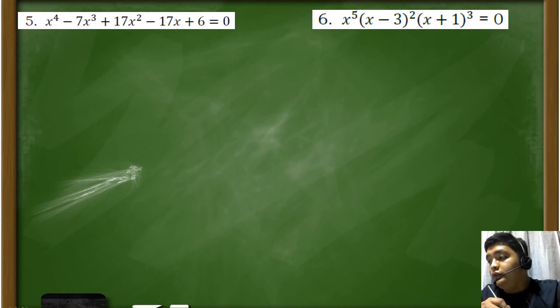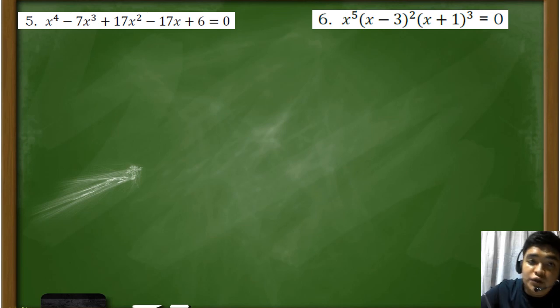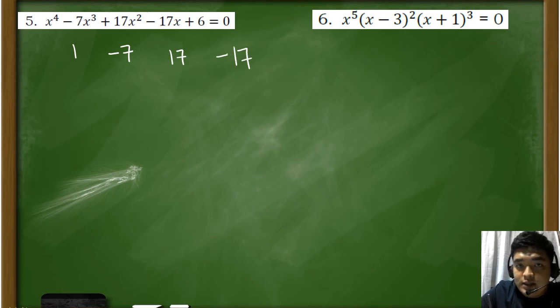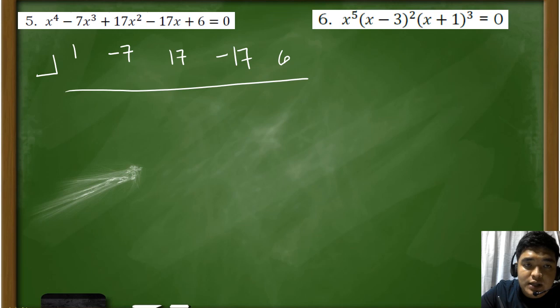Then next, in finding the roots, we'll just use synthetic division, no? Okay, so 1, negative 7, 17, negative 17, and 6. So in synthetic division, there is a number outside. In finding that number, we look for factors of 6. So, what are the factors of 6?